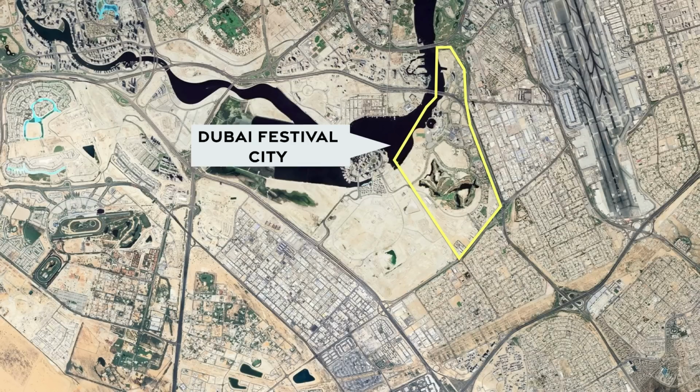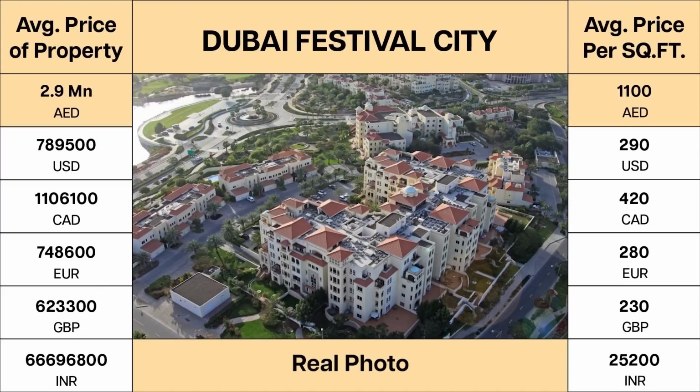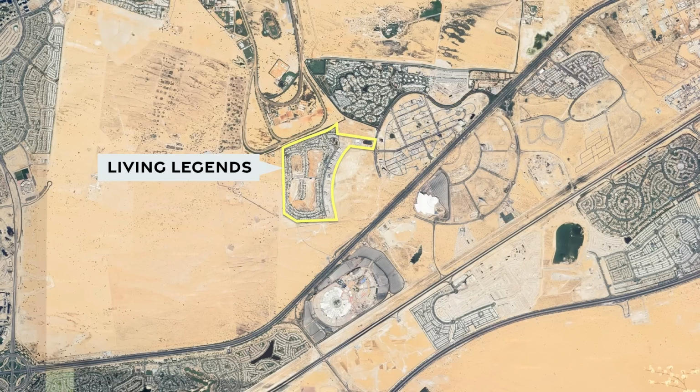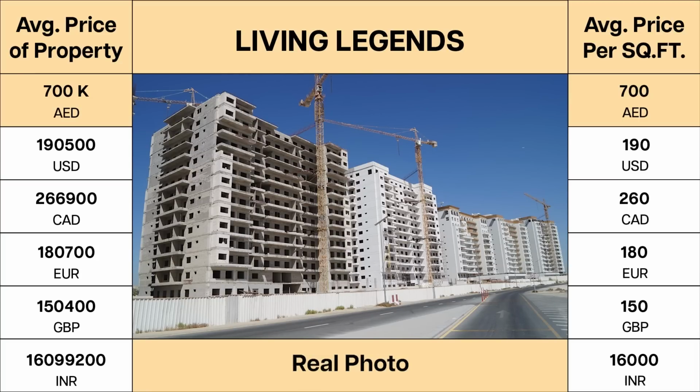Dubai Festival City is an area adjacent to Dubai Creek Harbour and features the Dubai Festival City Mall. There are a few ready apartment options here at an average of 1100 dirhams per square foot and at an average price of 2.9 million dirhams. Living Legends is an old existing community next to Majan. It has the most affordable price for apartments in Zone 2 at just 700 dirhams per square foot.